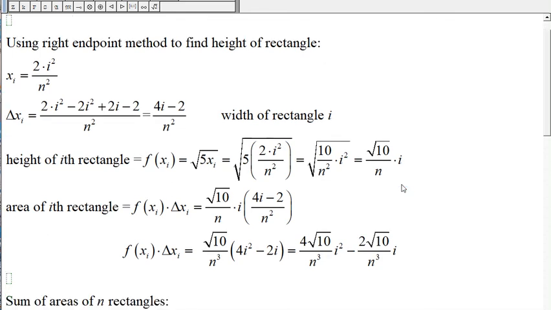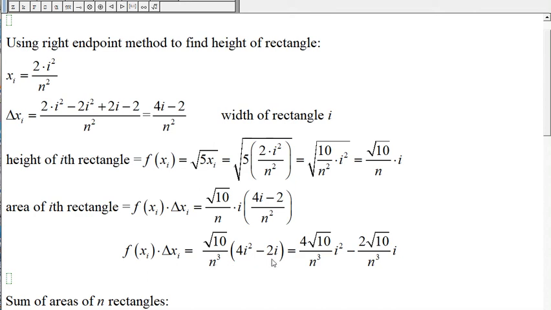Now let's get the area of the ith rectangle. The area would be the height times the width of the rectangle. The width is this, the width of the ith rectangle. So it would be the height of the ith rectangle times the width of the ith rectangle. And so we get the square root of 10, and then n times n squared is n to the third. I times 4i is 4i squared, and then I times 2 is 2i.